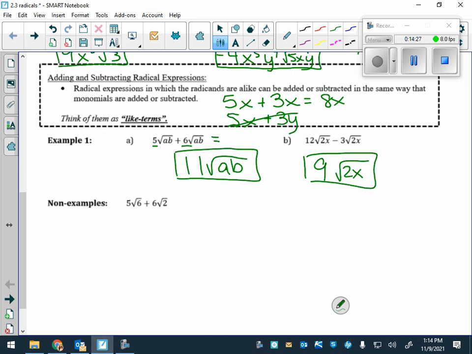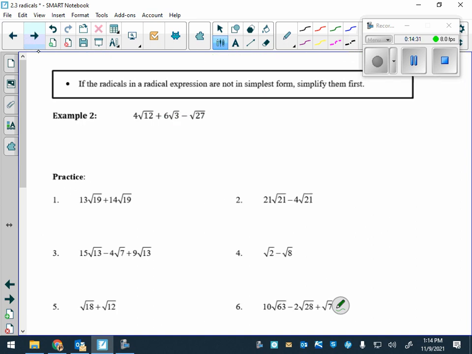Okay. So what would happen if we have radicals that are not fully simplified? We can't combine them as is. We try to simplify first. So how would I simplify the square root of 12? Yeah, Louise. 4 and 3, and then?